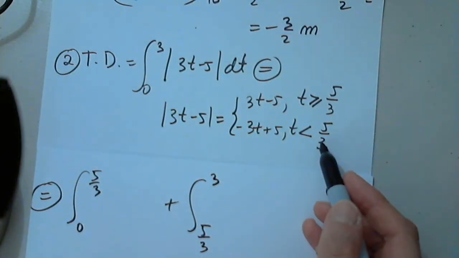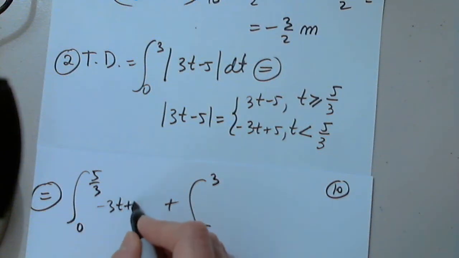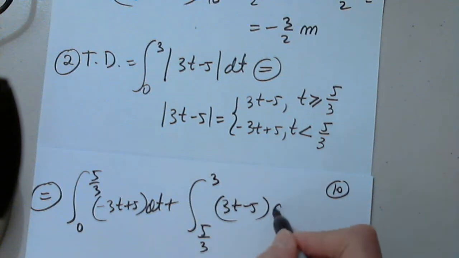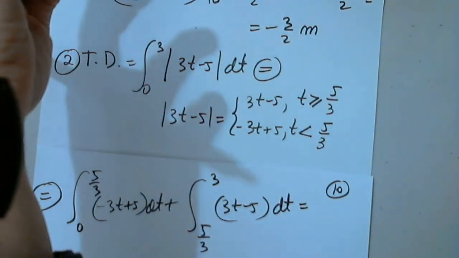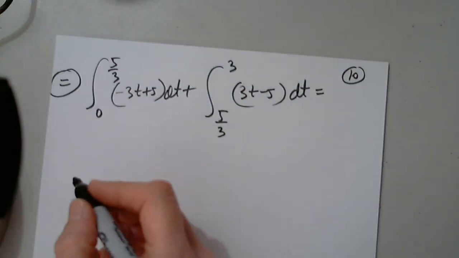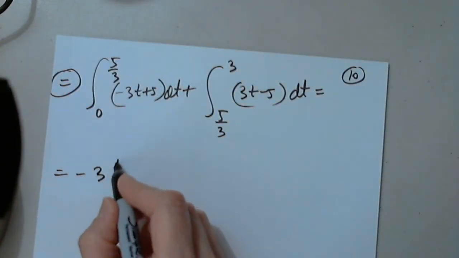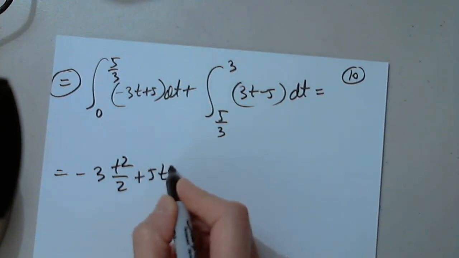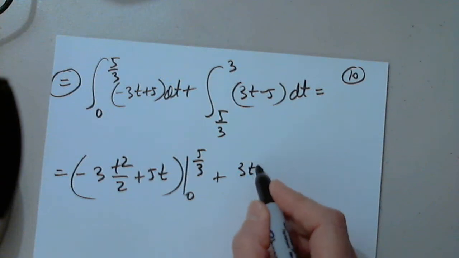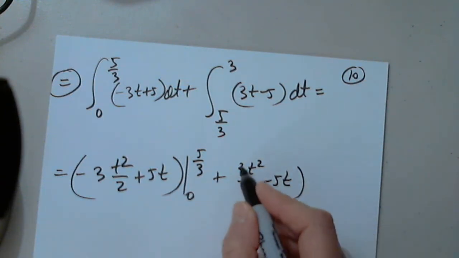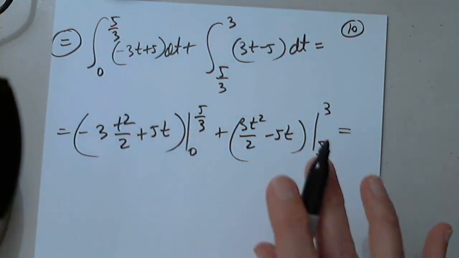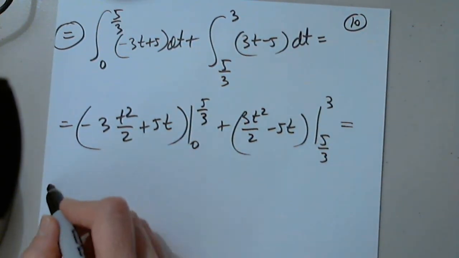And again, 0 to 5/3 is from this, and from 3t minus 5 dt. Okay, so then that's easy. Negative 3t squared over 2 plus 5t from 0 to 5/3, and plus 3t squared over 2 minus 5t from 5/3 to 3. This is an awful calculation because of this 5/3, right? So I have to be careful.